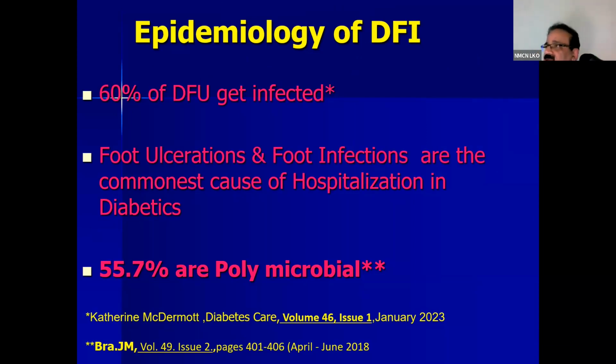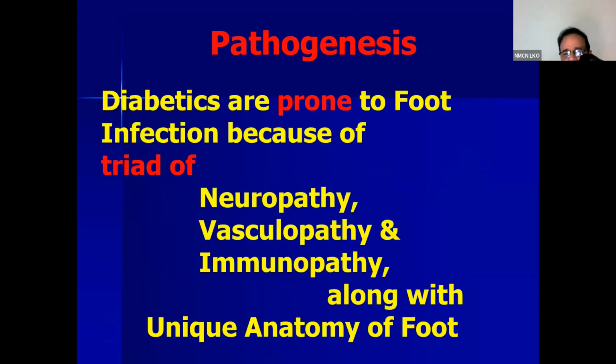So it is not the cardiac reason, it is not the nephrology or the kidney failure reason for which the diabetic patient gets hospitalized. It is a diabetic foot infection or diabetic foot ulcer. And most diabetic foot infections are polymicrobial. According to one study, it is around 55.7% as far as the Indian scenario is concerned. And if you look at the pathogenesis of diabetic foot infection, we should remember that diabetic patients are prone to foot infection. Why? Because there is a triad of neuropathy, vasculopathy, and immunopathy.